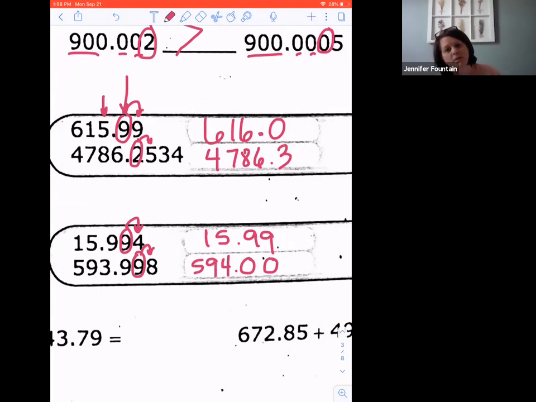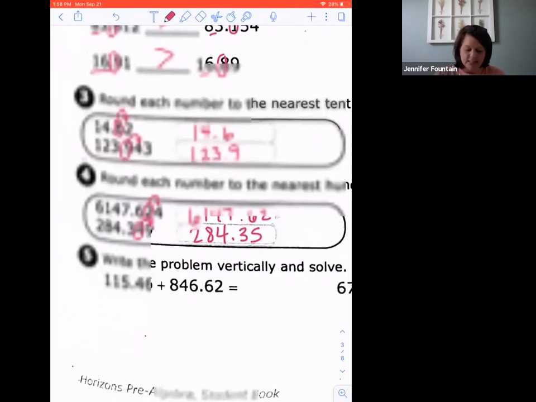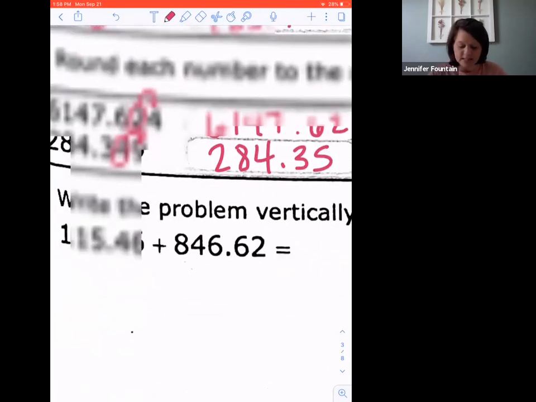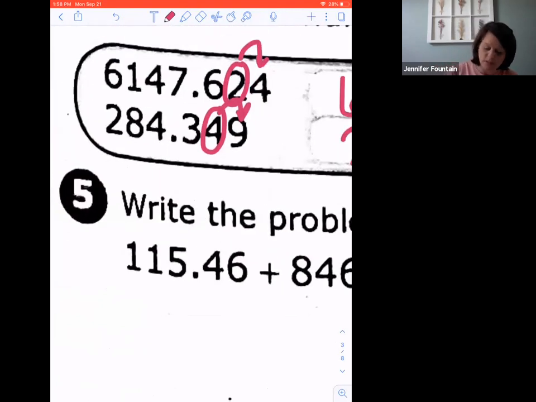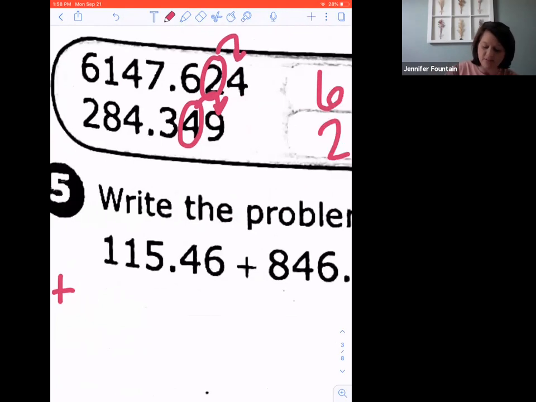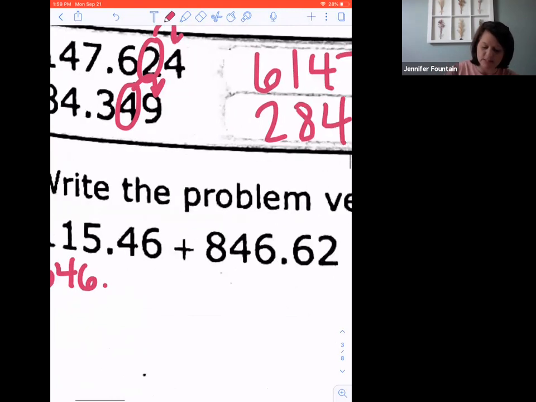Any questions on how we did that or why we did that? Everybody comfortable with that? All righty, and then our last little bit for today, it says to write the problem vertically and solve. So what I'm going to do to write vertically is I'm just going to go ahead and keep that first number, and I'm going to put my plus sign, and I've got 846. I'm just going to line up 846 decimal 62.